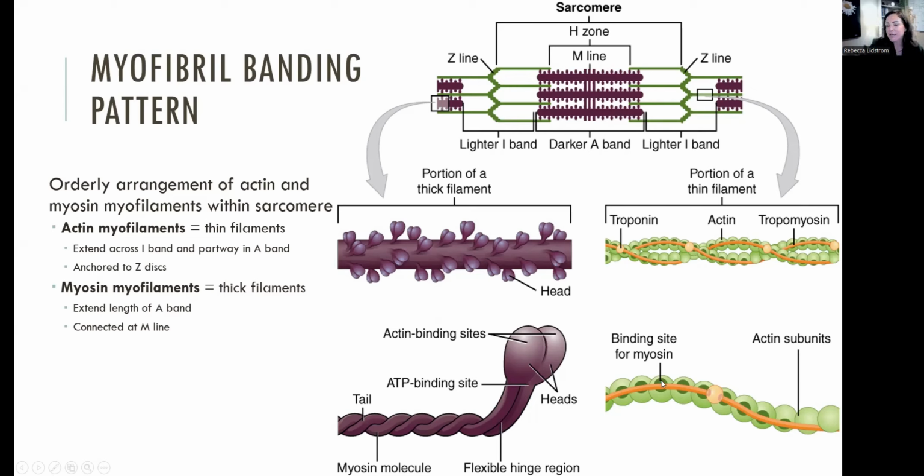Here's the binding site. Notice that the tropomyosin is covering the binding site when we look at it in this thin filament picture. That's important because that covering does not allow the myosin head to attach yet. So this has to be unbound, and we do that when calcium is present.